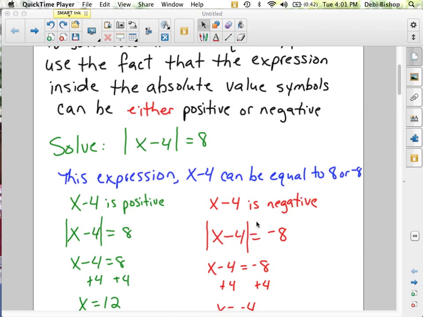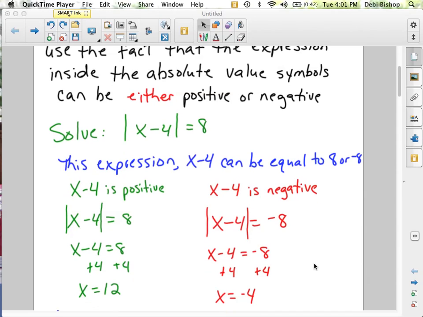Now, if x minus 4 is negative, that means the absolute value of x minus 4 equals negative 8. So again, we solve it like our regular equations. x minus 4 equals negative 8, add 4 to both sides, we get x equals negative 4.